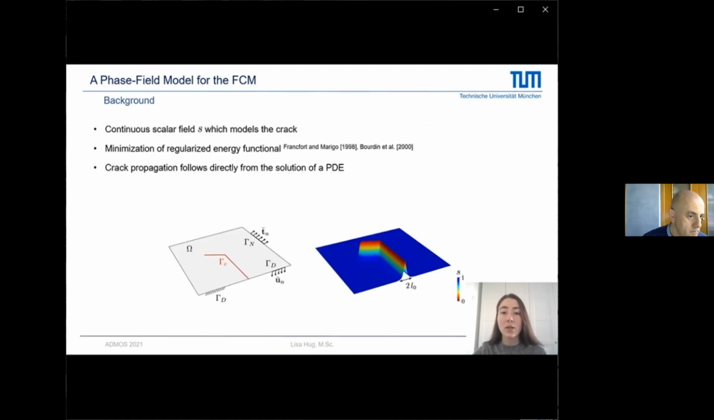Let's start with a quick introduction on phase field modeling. The basic idea here is that instead of directly representing the crack and thus a discontinuity, we approximate the crack with a continuous scalar field, the phase field s. Now we can see that our crack is essentially smeared out, and the phase field variable is 0 on the crack and takes the value of 1 in the undamaged region. Crack propagation follows directly from the solution of a partial differential equation.